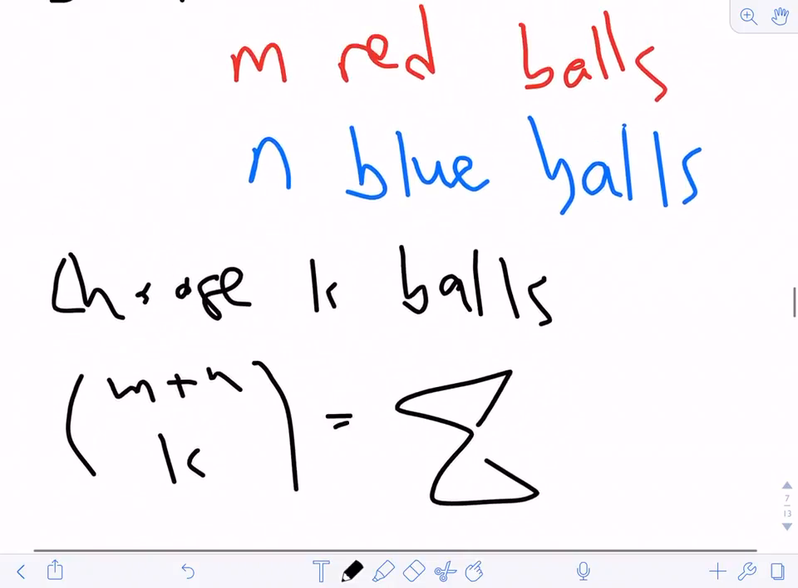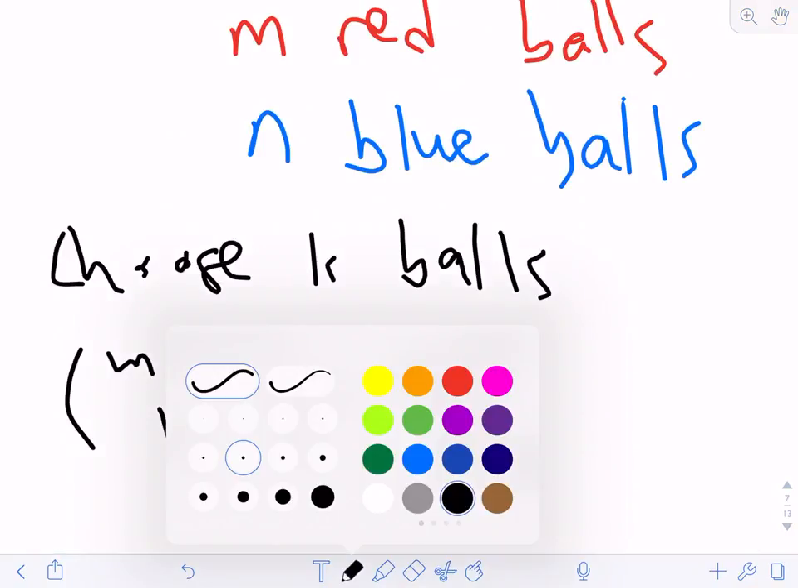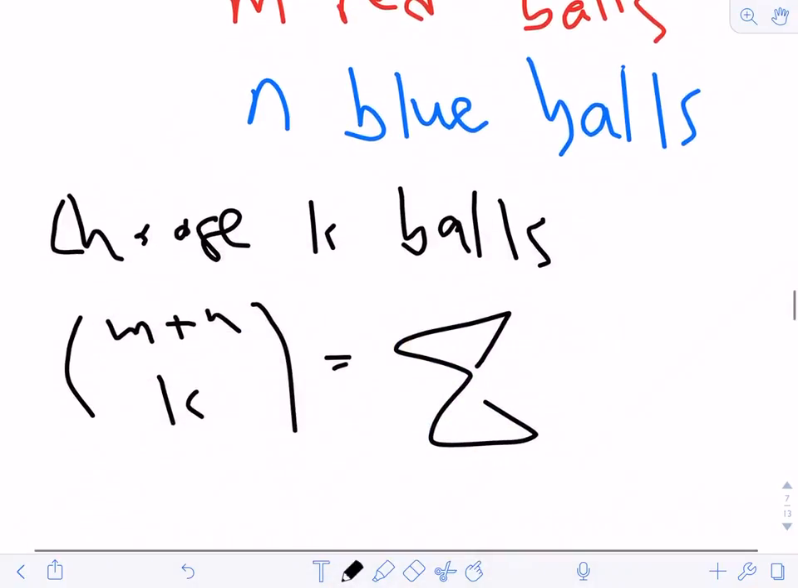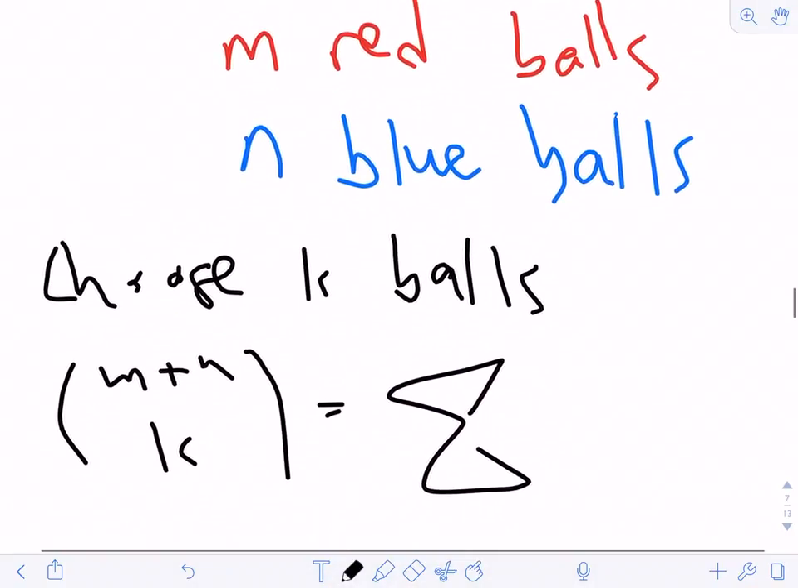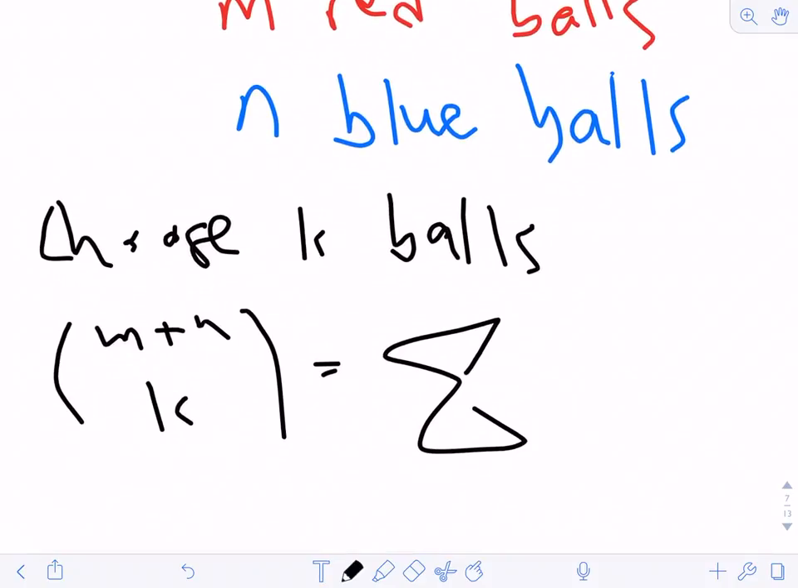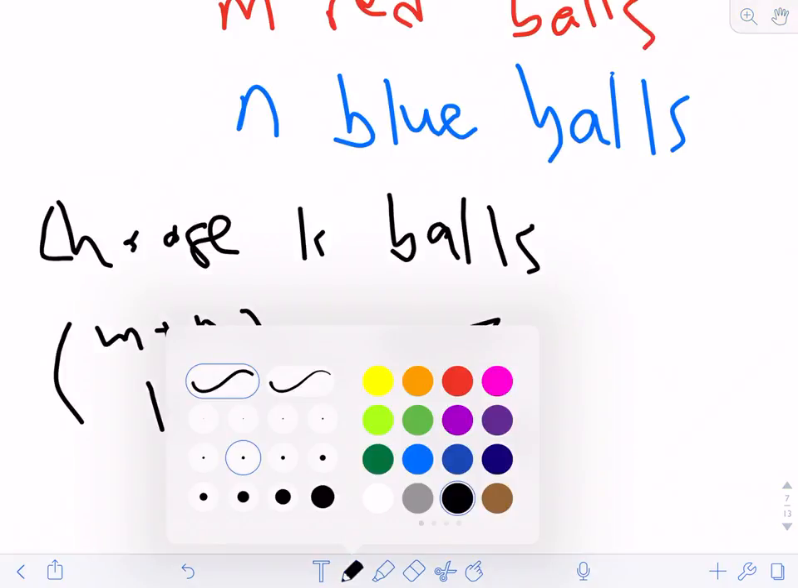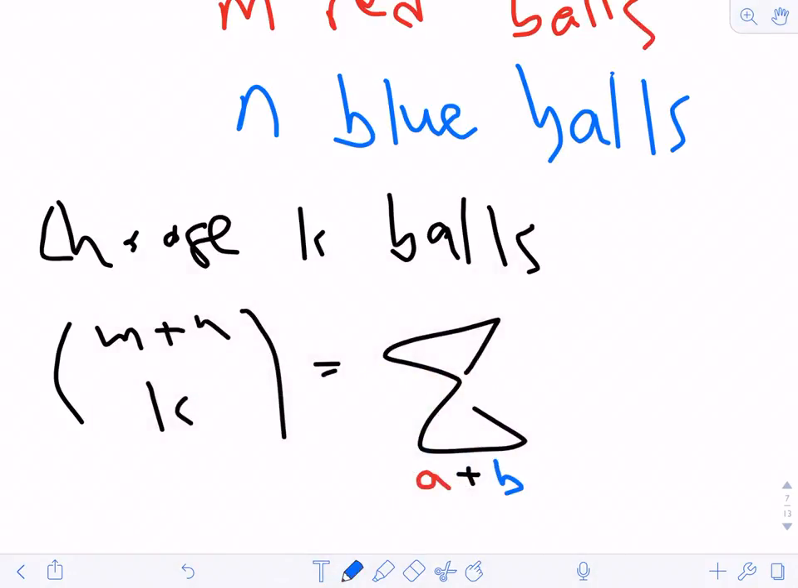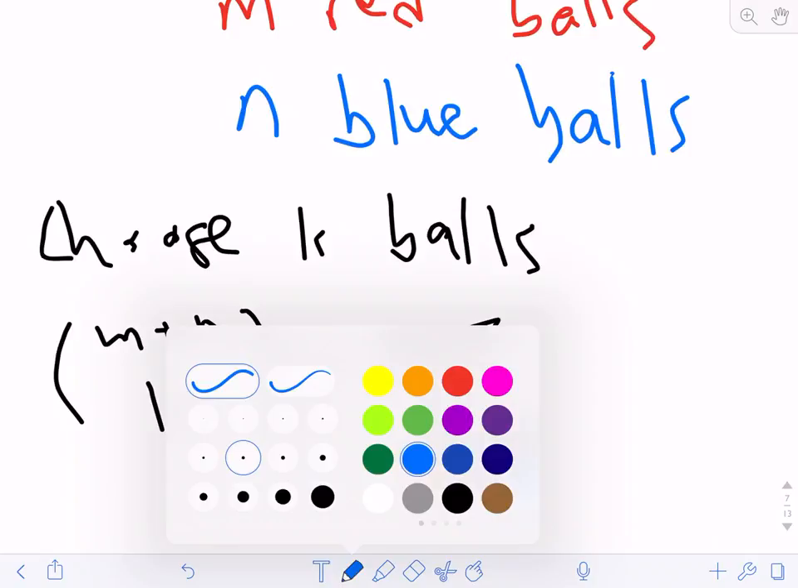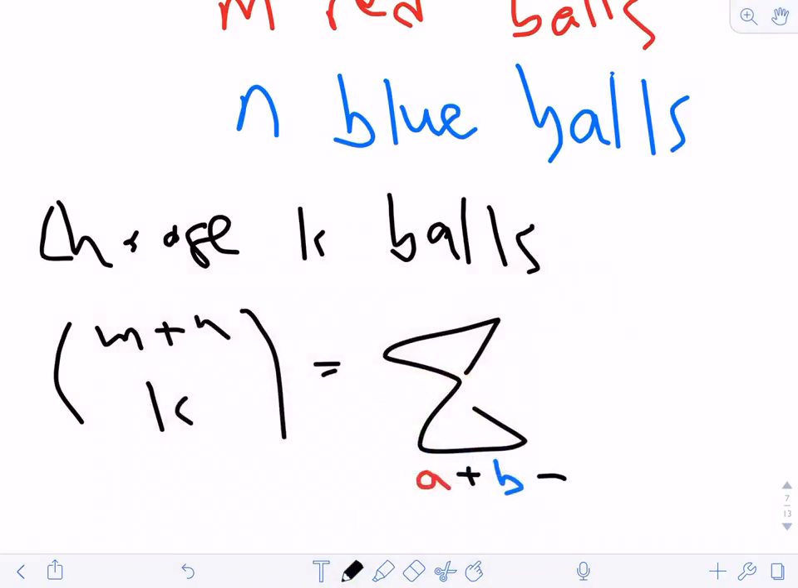But the other way you could choose these balls is by splitting up these k balls into desired amounts of red and blue. So you say, all right, suppose of the k balls we choose, a of them are red, and you let b of them be blue. And obviously, they have to add up to k because you're trying to choose k balls.